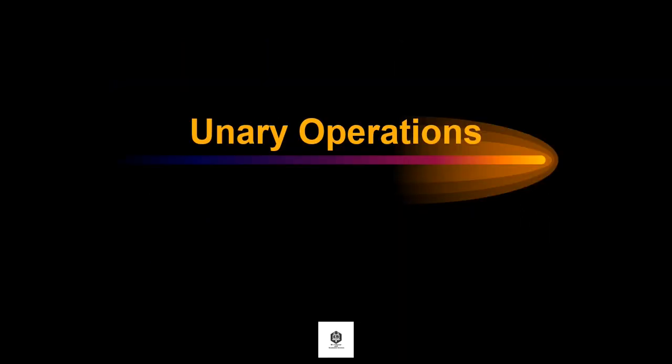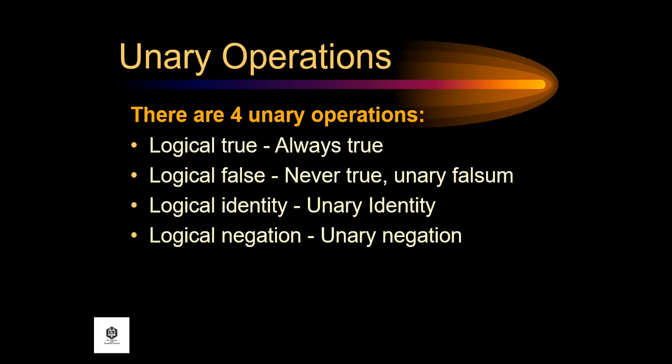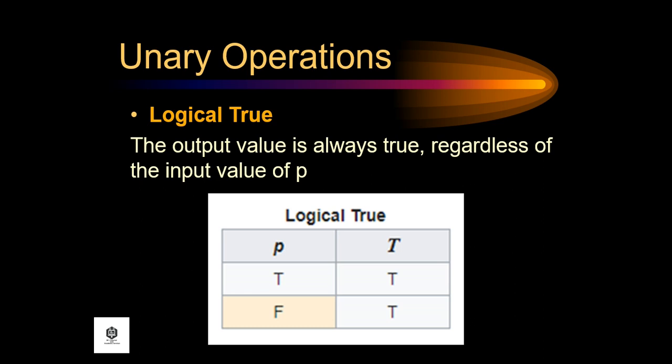Let's talk first about the unary operations. There are four unary operations. First, logical true, which is always true. Logical false, which is never true, or unary falsum. Next is logical identity or unary identity, and logical negation or unary negation.